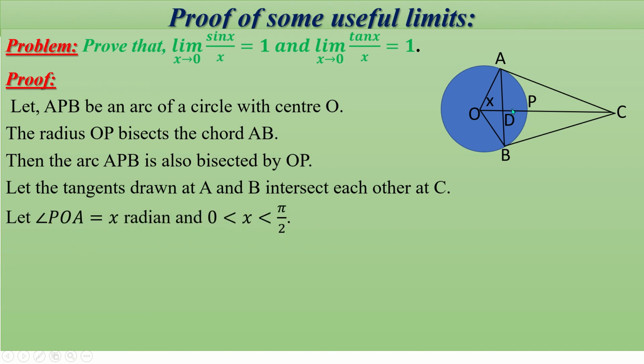Let angle AOP, or AOD, we can write any one, be x radian, and the value of x is greater than 0 but less than 90 degrees, pi by 2. Okay.